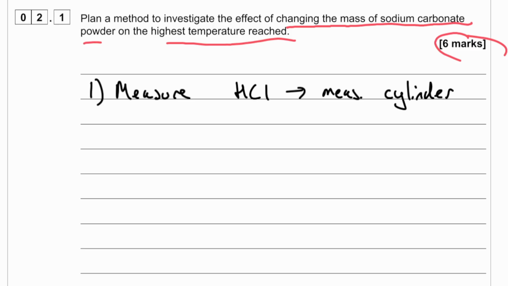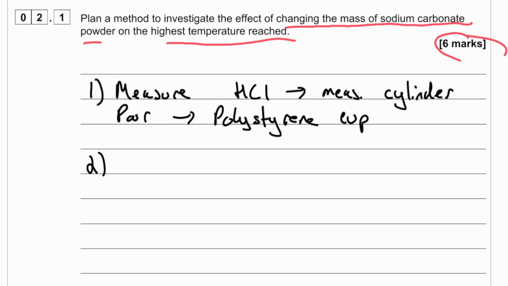Then you're going to pour the hydrochloric acid into a polystyrene cup. So hopefully you're all familiar with this experiment, and we don't use a glass beaker here, we use a polystyrene cup in the case of this reaction. That's because it's a good insulator and we want to measure the temperature change. Okay, then what we're going to do after that, well, we're going to measure the initial temperature.